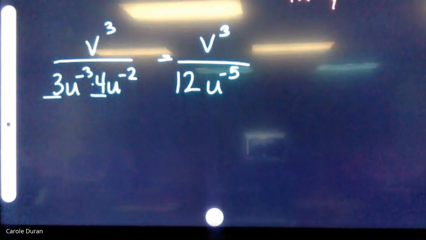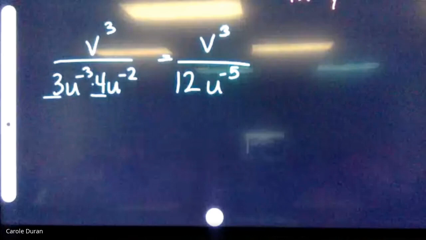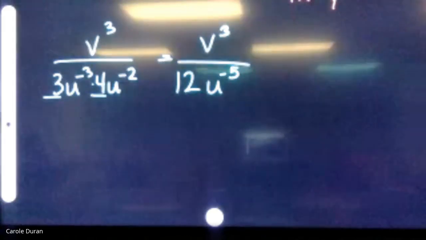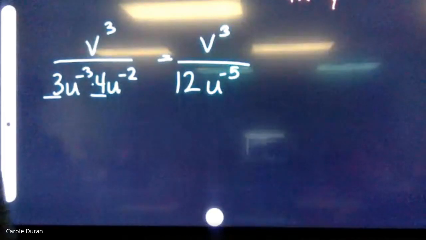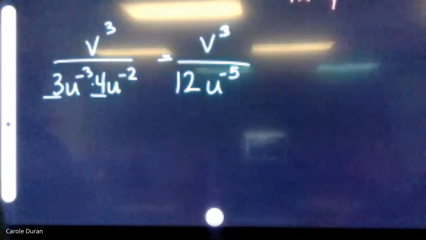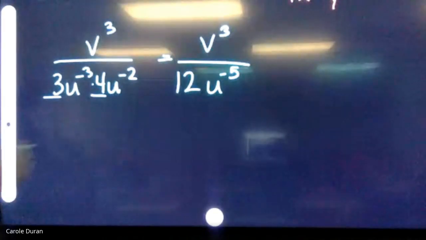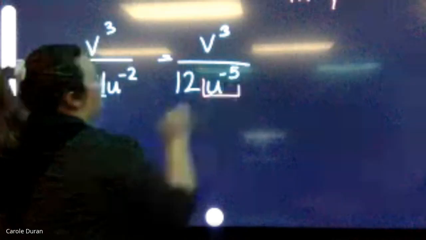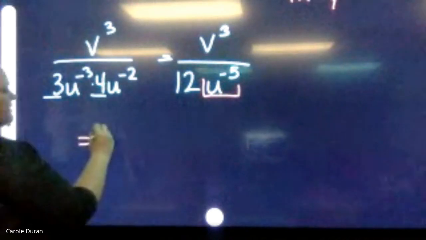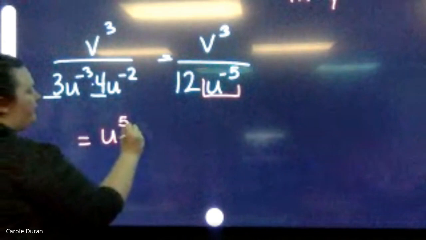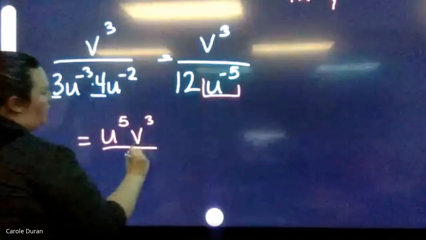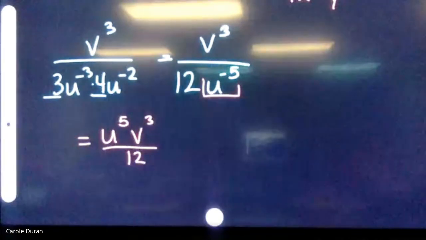I know I'm not done because I still have a negative exponent present in my problem. So that u to the -5 is going to have to move. Where's it going to move? To the top of the fraction. Is the 12 going to move with it? No. The answer is no. No number moves with it, only the base and the exponent. So that whole thing is going to move, and it's going to become u to the +5, v cubed over 12. And that's your final answer.